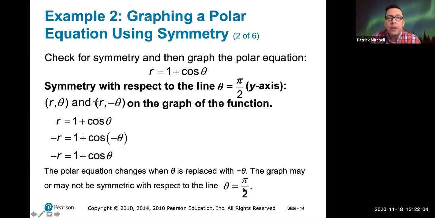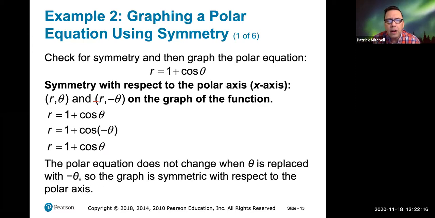See, the reason that we do these tests for symmetry when we're graphing is that it can save you some work. For example, knowing that this graph is symmetric with respect to the polar axis, that means I definitely don't have to plug in any values for theta between pi and 2 pi.